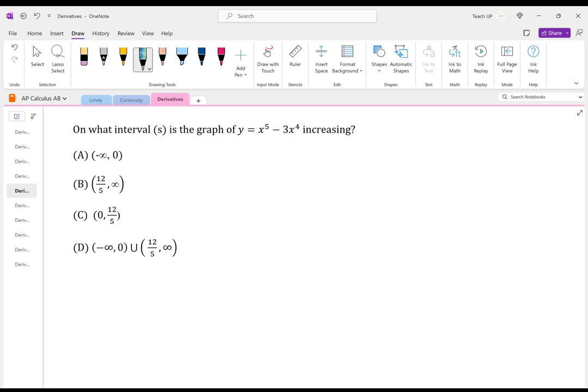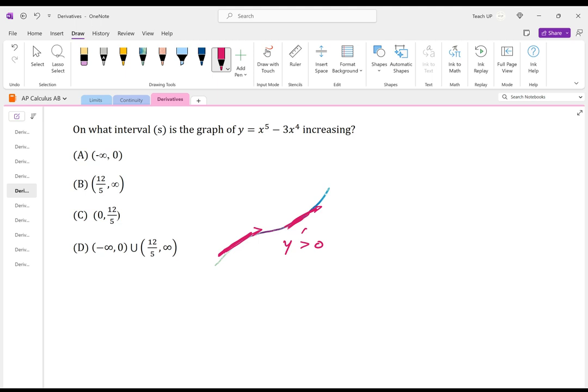So we need to remember that anytime we have the graph of a function, it could be a polynomial function like what we have or any function, then the graph is going to be increasing on intervals where the slope of the tangent line is positive. And the slope of the tangent line, of course, is the first derivative. So anytime the derivative of the function is positive, that means the graph is increasing.